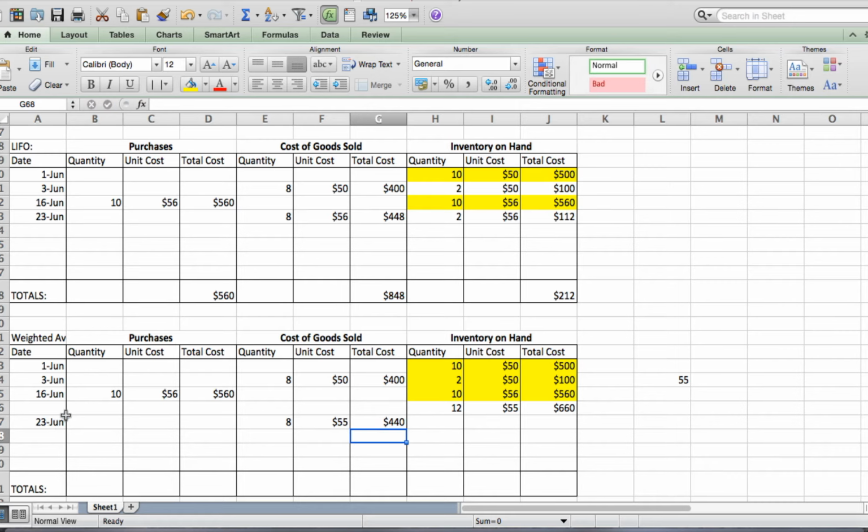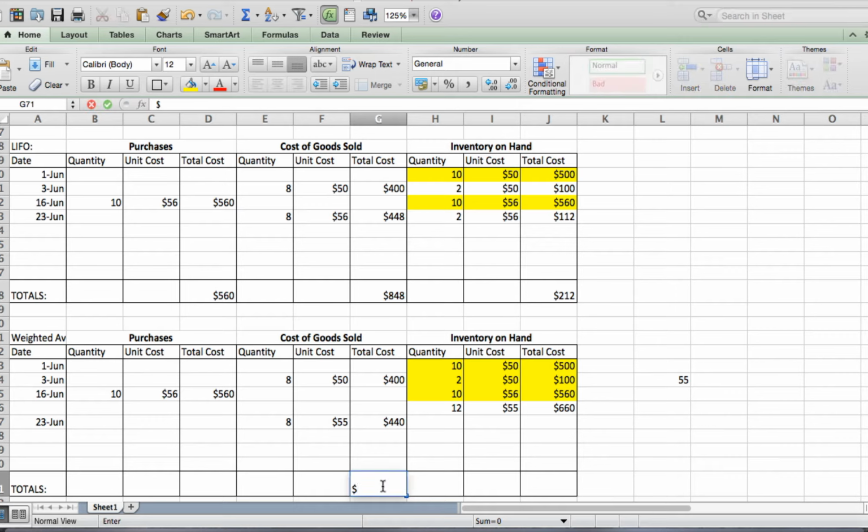Does everybody see how I got the weighted average? Simply just adding up the total cost, dividing by the total quantity, and then replacing our unit cost by whatever the average was, and making sure that I'm using the total quantity. Some people will often make the mistake of getting this number right, and then they'll just carry down the 10 instead of adding both of those units together and saying we have a total of 12 units at $55. If we look at the bottom line totals here, what we expect to see is something in between LIFO and FIFO.